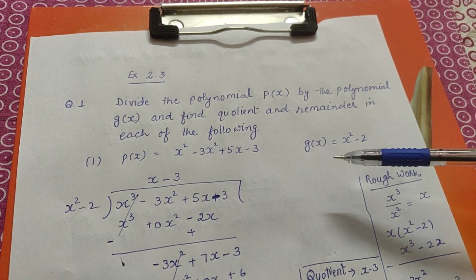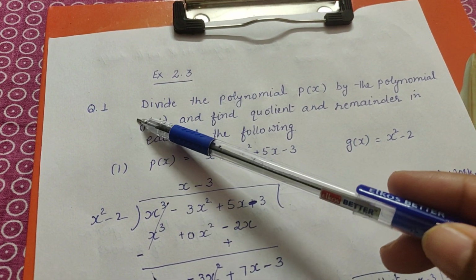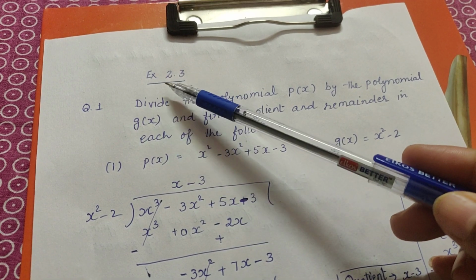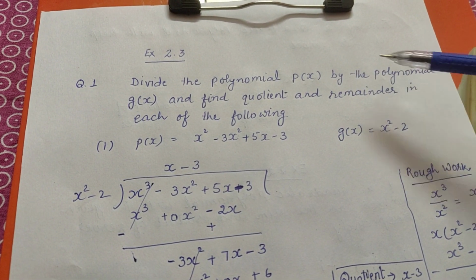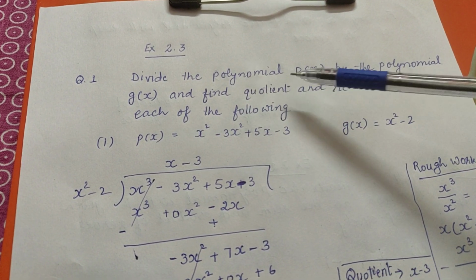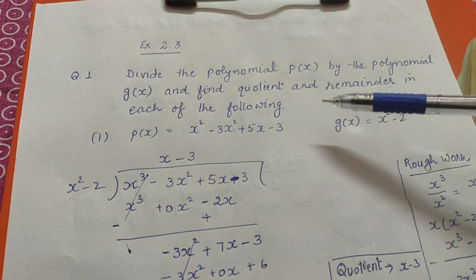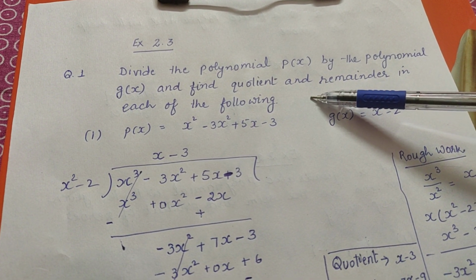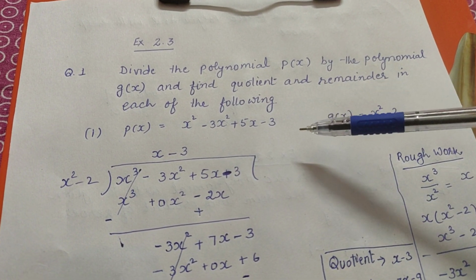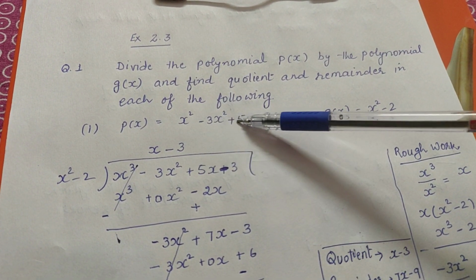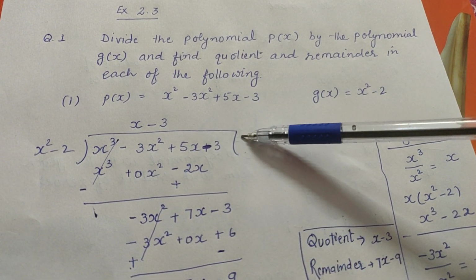Children, today I am going to start exercise 2.3 with you, and the first question of this exercise is: divide the polynomial p(x) by the polynomial g(x) and find the quotient and remainder in each of the following. You have done this in class 9 also. So once again I'm going to tell you the whole procedure. So this is the polynomial p(x) and you have to divide it by g(x). This is the first part.